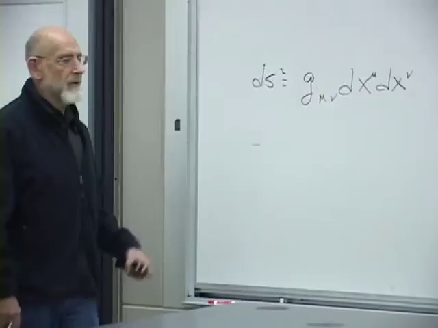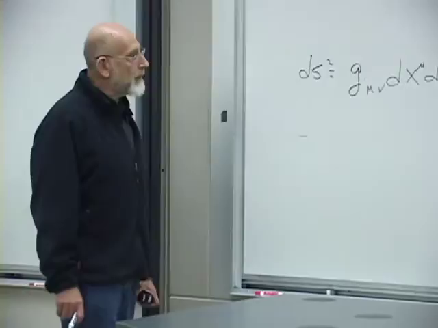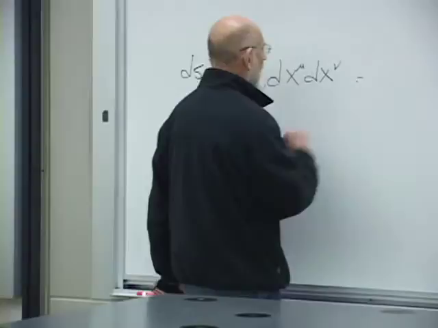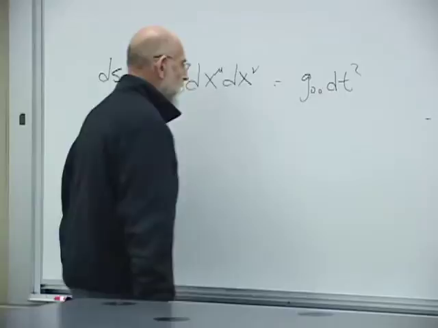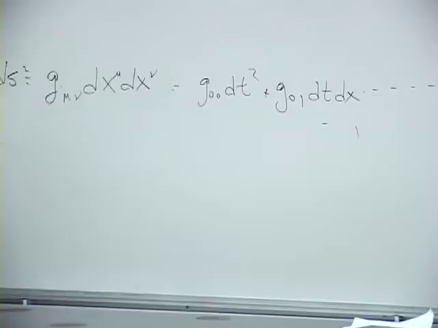And as always, in an expression like this, it is automatic that we sum over the repeated index. Here there are two repeated indices. So this stands for things like g naught naught dt squared, x naught is t, plus g naught 1 dt dx, and so on, all possible combinations with their metric coefficients.